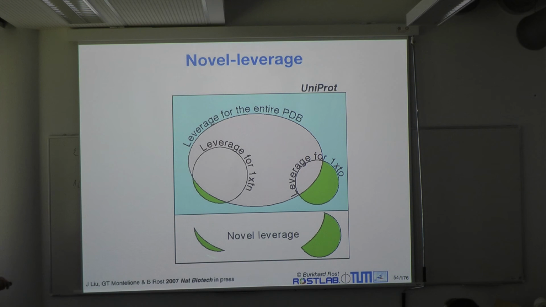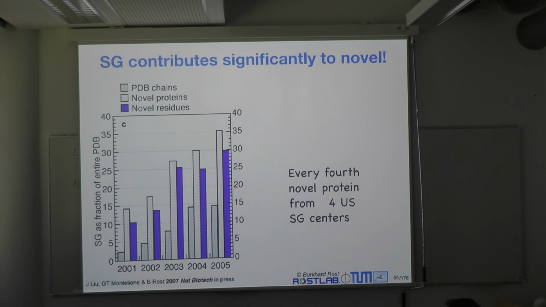Okay? So now I'm going to ask, over the years, how much novel leverage has been done by the structures that were added to the PDB? That's shown here. Novel residues, novel proteins, PDB chains. That is just the number of proteins deposited in the PDB grows. This was an incomplete set, that's why this number is not higher. And in this one here is the number of novel proteins, number of novel residues.